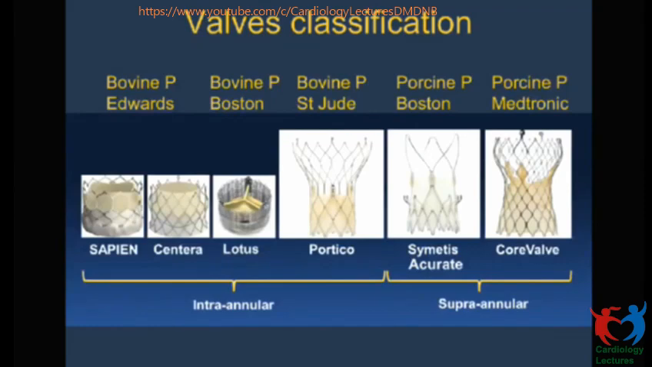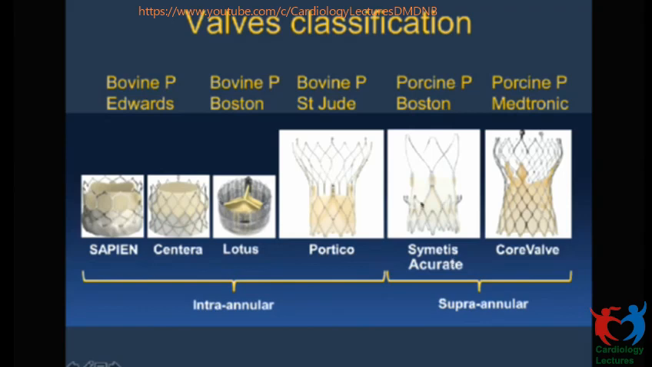And nowadays we have this classification of the valves. You have the intra-annular valves, which include Sentinel, Lotus, and Portico, the Acurate, Symetis, and the CoreValve. And here you have more bovine pericardium in Edwards, Lotus, and Portico, and porcine pericardium for the CoreValve and Symetis.